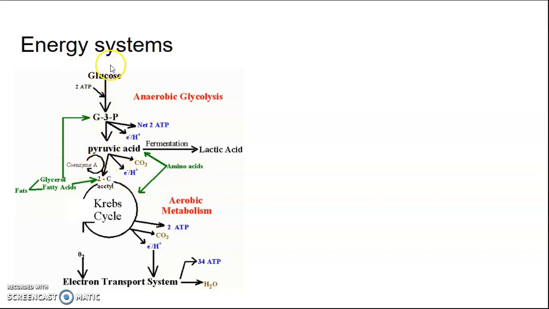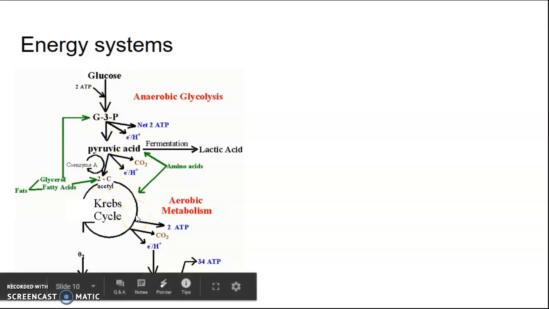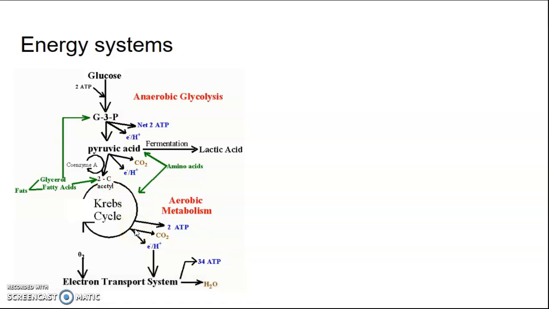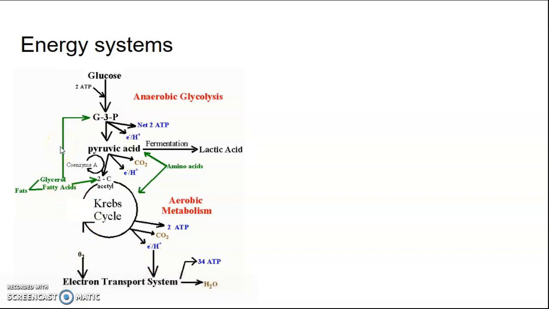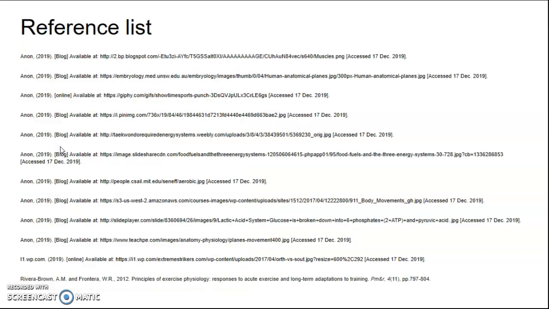As you can see, the stage is here, but when oxygen is present, 2 ATP is combined with carbon dioxide, which causes electrons to move between, and this is equivalent to 34 ATP. So this one is better and more efficient than the others, but it's harder to obtain.